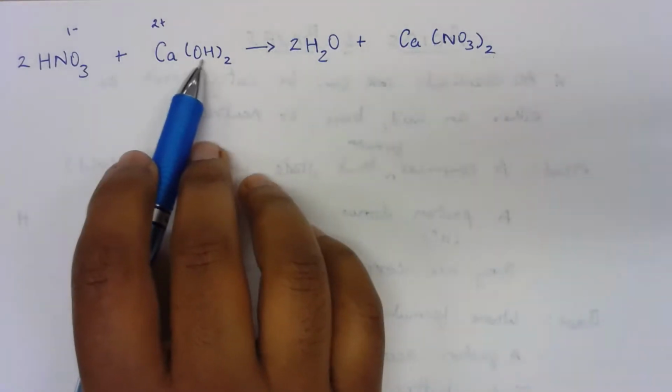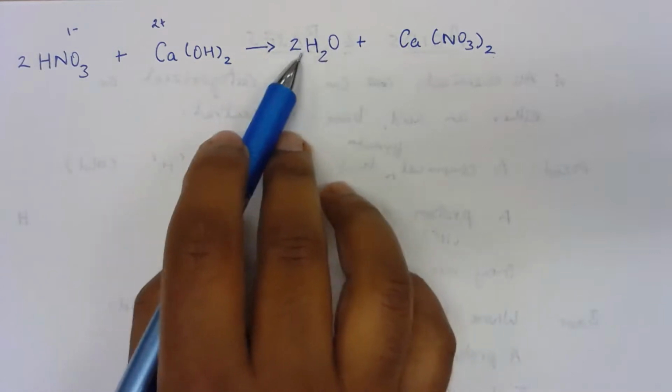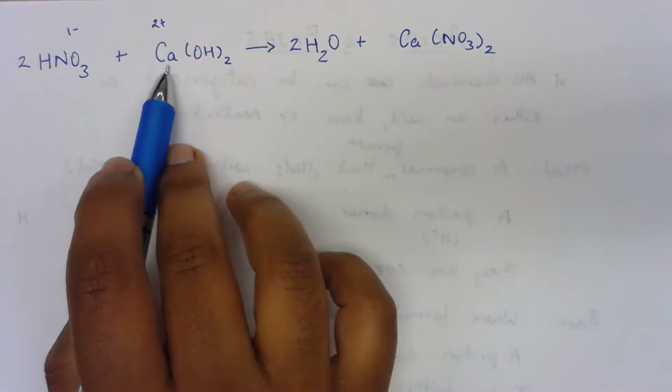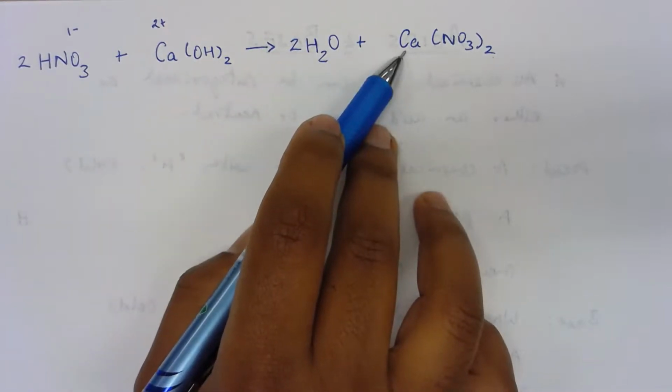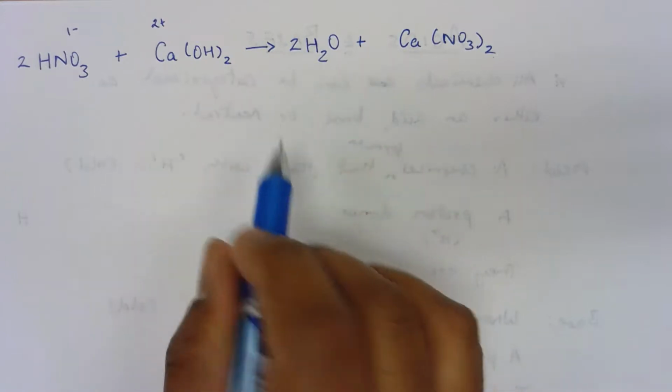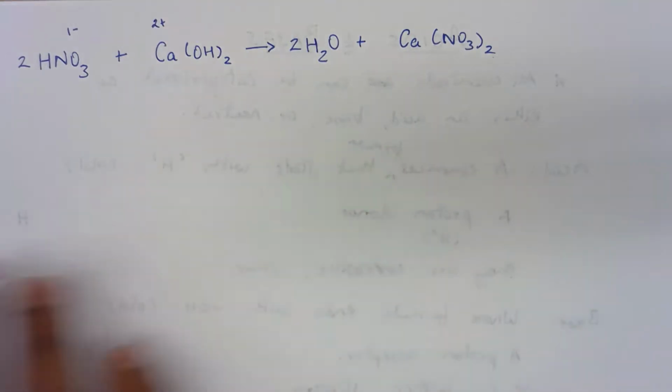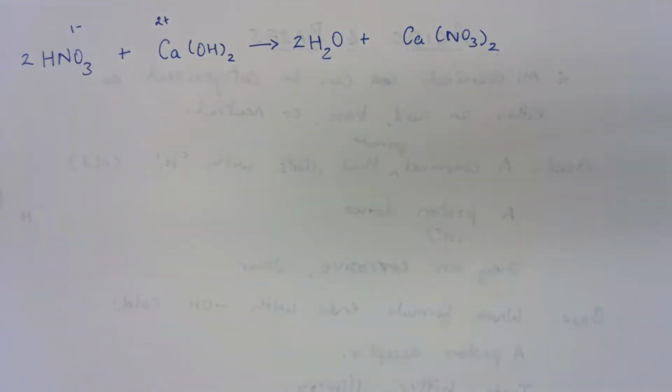Because I also have 2 oxygens over here and I have 2 oxygens over here. I have 1 calcium over here, 1 calcium over here. So everything is balanced. So this is an example of a neutralization reaction.